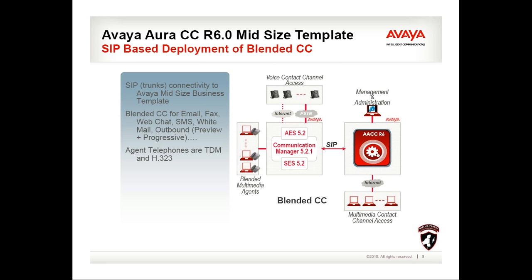Typically in the mid-size template, notice you can utilize SIP trunking to your contact center piece, and you're going to get the blended contact center: email, fax, web chat, SMS, voicemail, outbound, and also handle your voice side as well. Typically in this model, the telephones are not SIP. They're TDM and H.323 for the mid-size template. I'm not going to spend a lot of time on this, but understand if you fall under some of the mid-size type contact center, this model is fully supported.